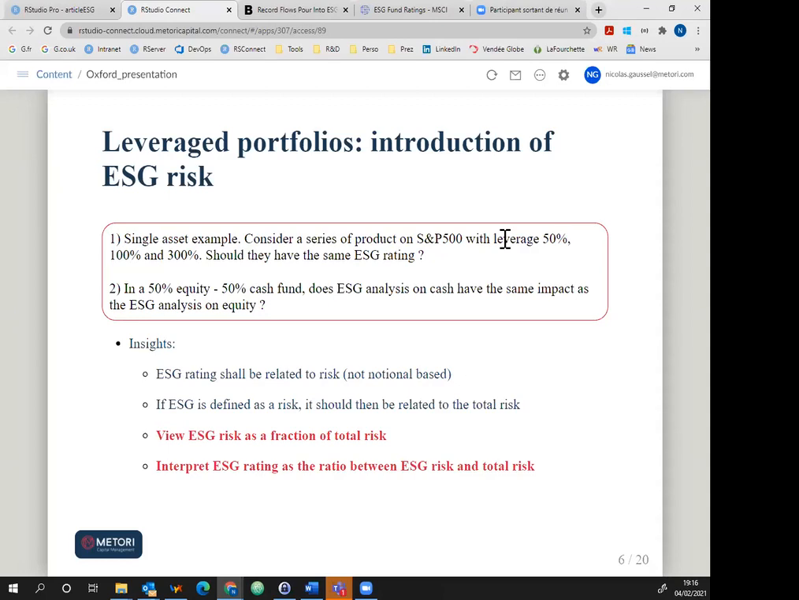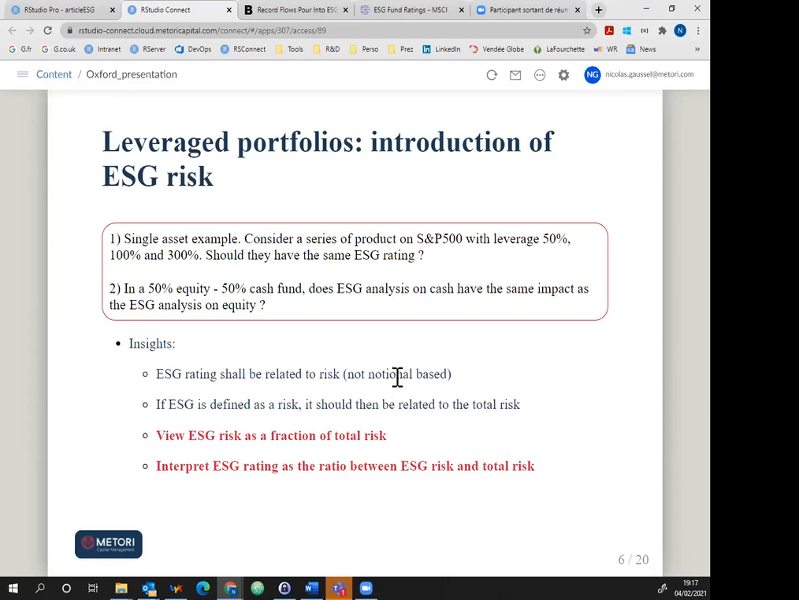So thinking about it, to guide our thinking, we think that ESG rating should be related to risk, and so somehow be risk-based. If ESG is defined as a risk, then there should be something like ESG risk, and there the ESG risk should be somehow proportional to the position. And then if this is a risk, we could see ESG risk as a fraction of total risk. Okay, so somehow, if this is a risk, it's a part of the total risk.